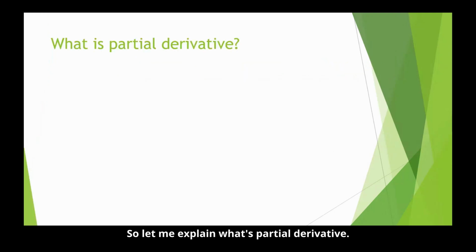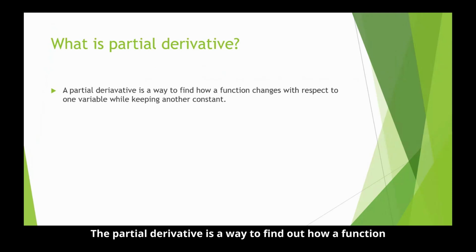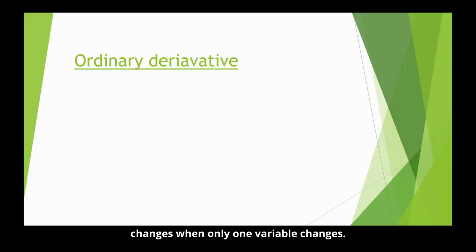So let me explain what is partial derivative. A partial derivative is a way to find how a function changes with respect to one variable while keeping another constant. So a partial derivative lets us study how the function changes when only one variable changes.